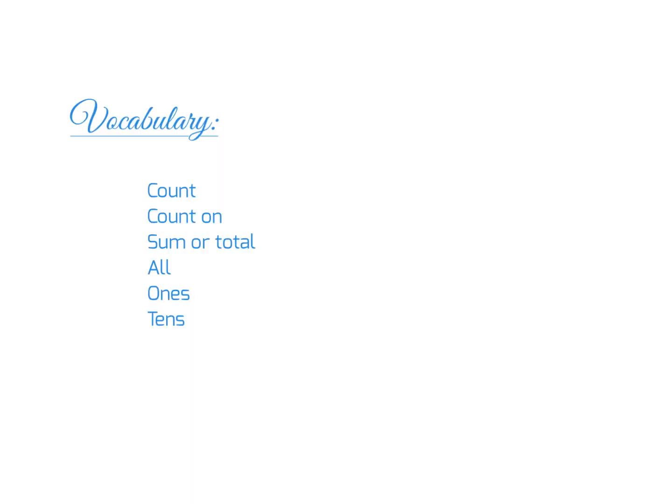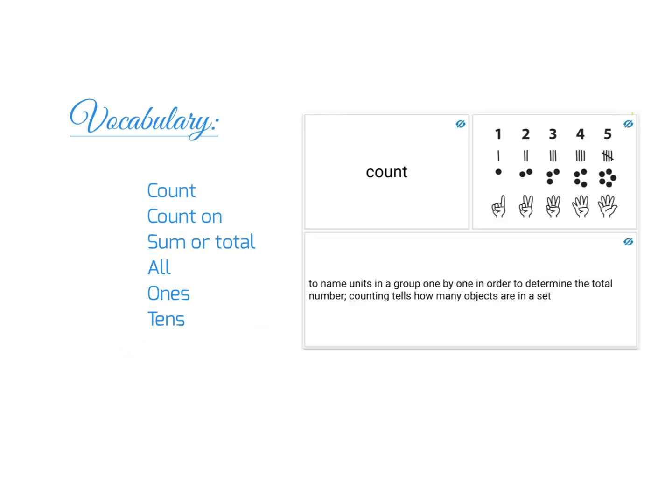We're going to begin with the vocabulary words for this lesson to have a better understanding of each section. Those words would be count, count on, sum or total, all, ones, and tens. To begin with count, to count is to name units in a group one by one in order to determine the total number. Counting tells how many objects are in a set. So you have 1, so a child can see 2, 3, 4, and 5.